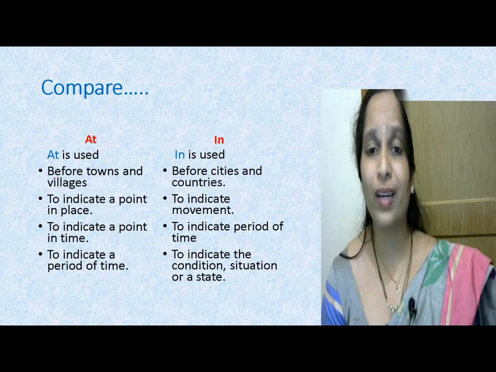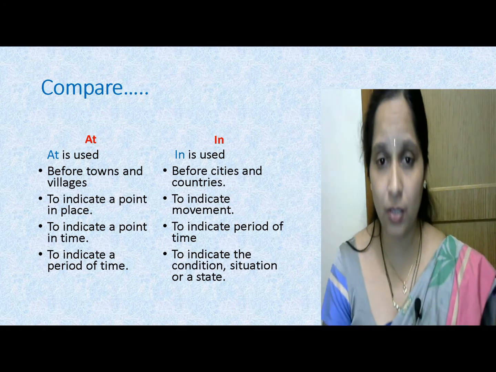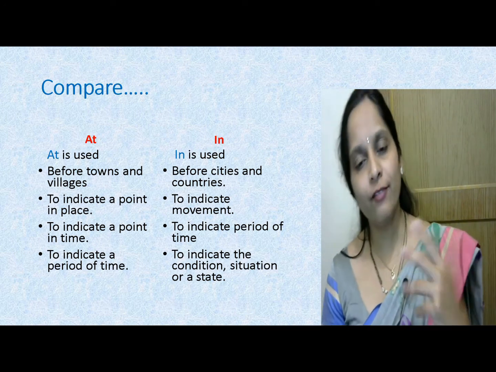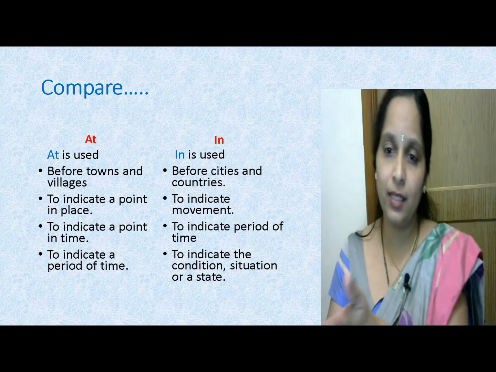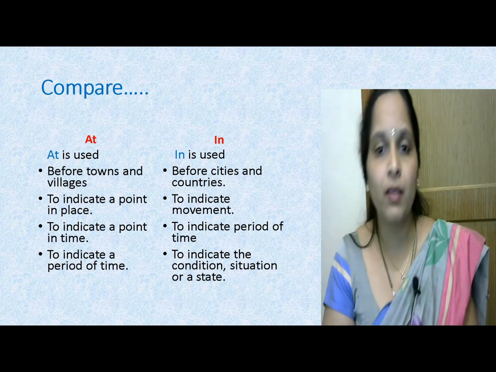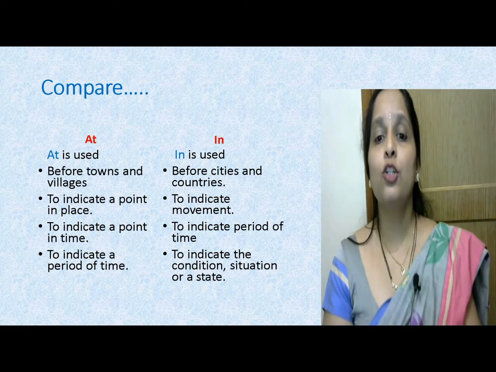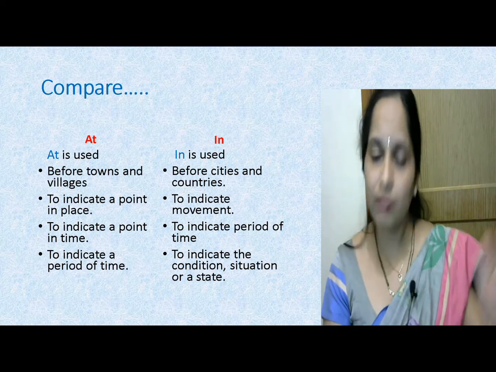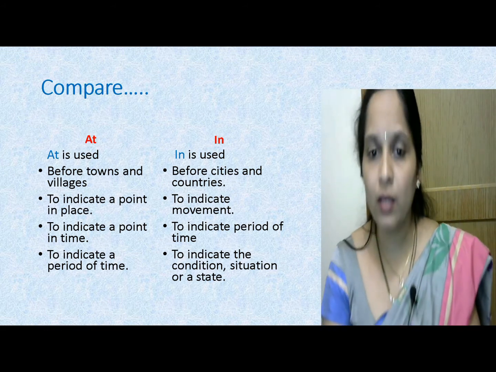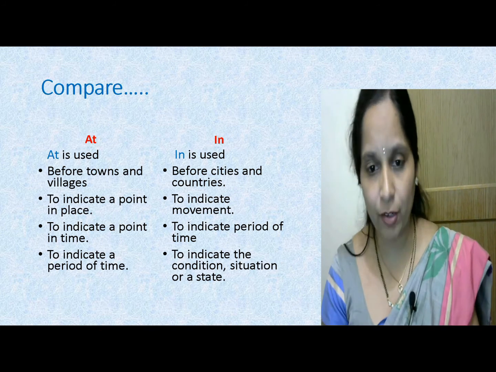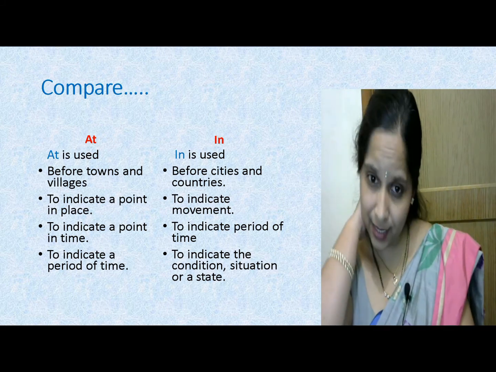So when are we supposed to use at and in? The most widely used prepositions. At is used before towns and villages, smaller cities, smaller towns, smaller villages compared to bigger cities or bigger towns and countries. So where do you stay? I stay at Vijayanagar, which is in Bangalore. To indicate a point in place, as I said again, at the Majestic, at the zoo. To indicate a point in time: at 5 o'clock, at 10 o'clock, at 7 o'clock. Period of time, at weekends, for example.